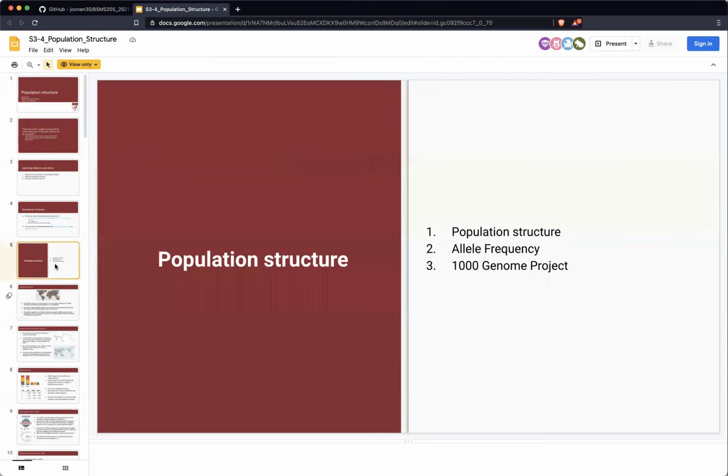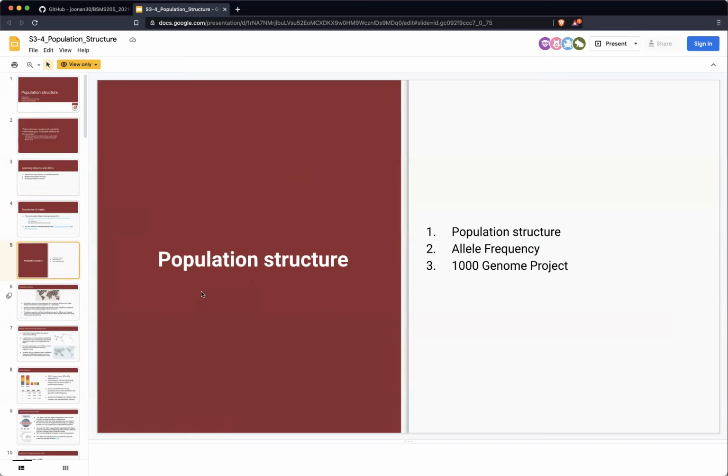Okay, so the first thing is population structure. We cover 3 topics in this section. The first one is just the overview of the population structure and the concept of allele frequency, which is repeated from the previous topic. And the last one is the 1,000 Genome Project, which is the first evidence to look at the distribution of allele frequency in a large-scale genomic project.